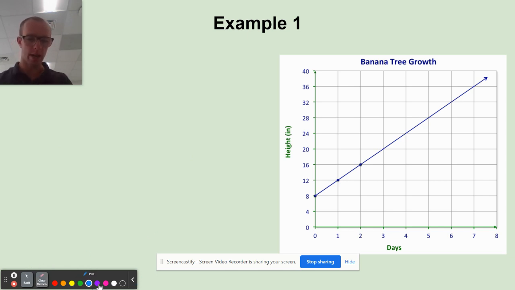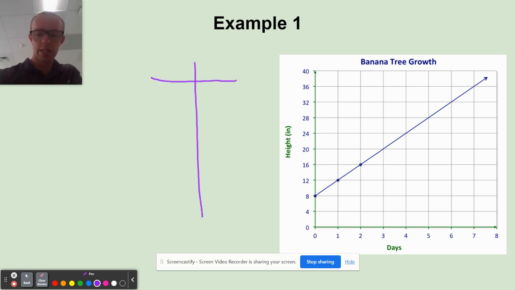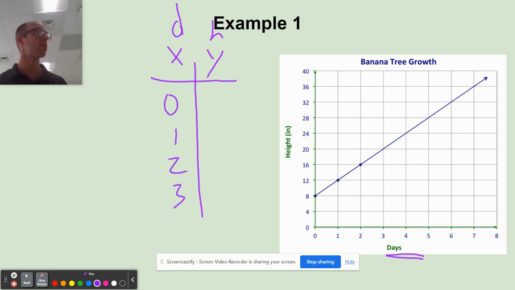And now the last thing we need is a table. Tables are pretty easy. We have some relationship here. This is the x-axis, so it should always be xy, right? You could leave it as xy, but if you want to be more specific, you could use days and height. So I always like to go 0, 1, 2, 3. After 0 days, this is day 0 right here, right? At day 0, what is the height? It's 8.